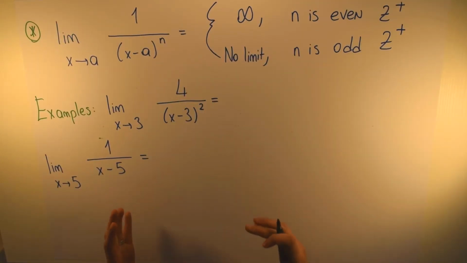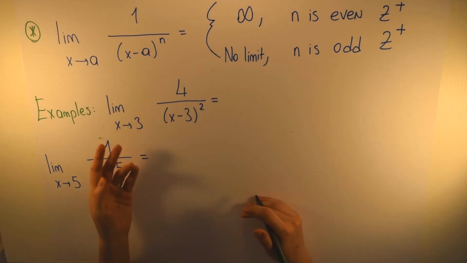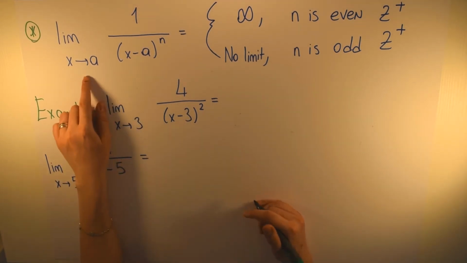Now we have learned that number over infinity is equal to 0. So what if you have number over 0? In that case, you have two options. Let's look at this rule.